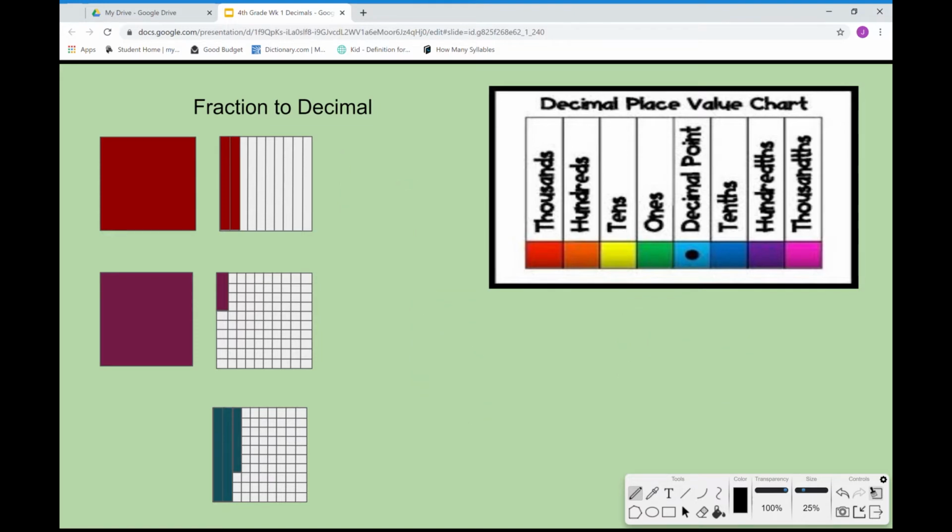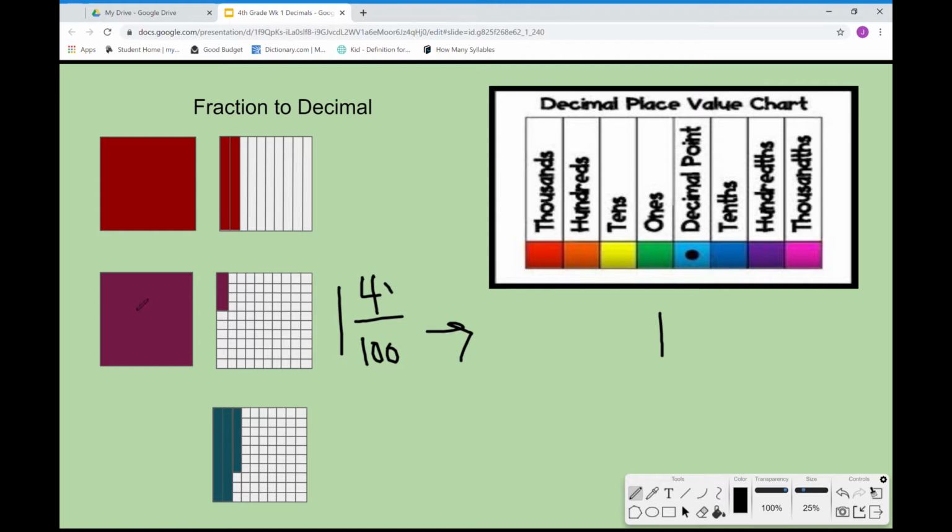Let's do one more. This time we have one whole block and another block that is divided into 100 equal pieces. The whole block is shaded in again, so again we have one whole. This time we have 4 hundredths shaded in on the second block. We write that as 4/100. Now let's move that over under the place value chart. We put the 1 in the ones place again to show that there is one whole block colored in.